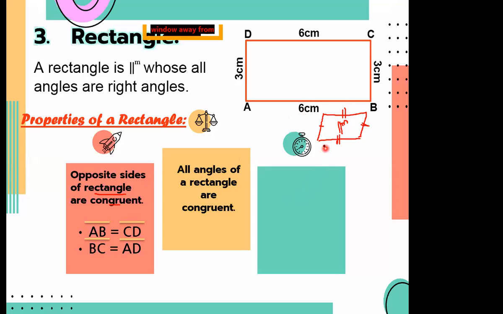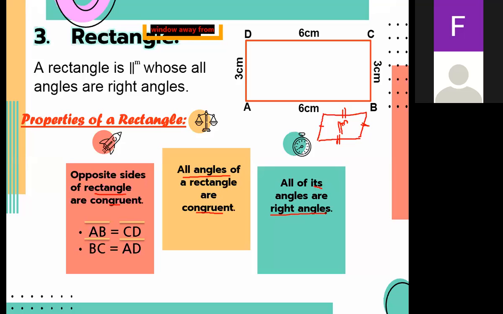If you talk about the parallelogram, only the opposite angles of a parallelogram are congruent. Here you can learn all angles of a rectangle are congruent, all angles. Whereas in a parallelogram only opposite angles are congruent. Also, we are talking about the rectangle, so all of its angles are right angles.